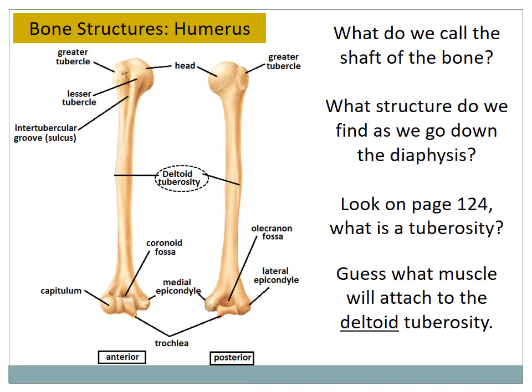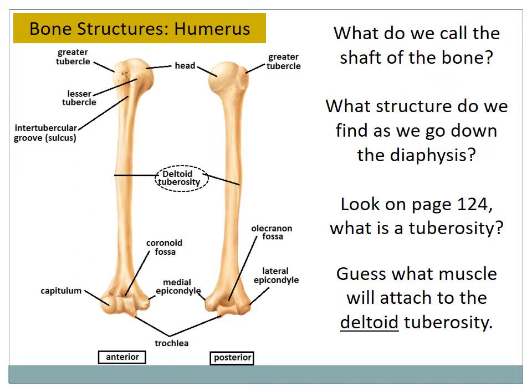It's the deltoid tuberosity. Okay, so the deltoid tuberosity is on that diaphysis there. So when we look on page 124, look at what a tuberosity is. It essentially tells you that it's a smaller tubercle. So it's just a smaller jutting out of a bone. Most of the time when things jut out from the bone, it's so that muscles will attach, so they have a place to attach. So guys, guess what muscle attaches to the deltoid tuberosity?